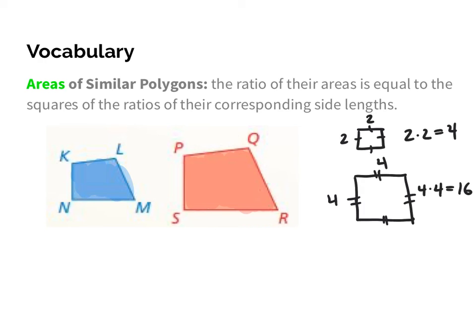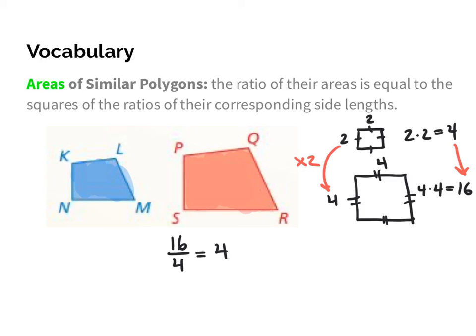Now comparing this, here's what I see. When I compare the corresponding sides, so let's say this side to that, I see that the side is twice as big. But when I compare the area, 4 times 2 does not give me 16. 4 times 2 would give me 8. So when I compare the ratio of the areas, 16 divided by 4 gives me 4, and that does not match up with our scale factor of 2.